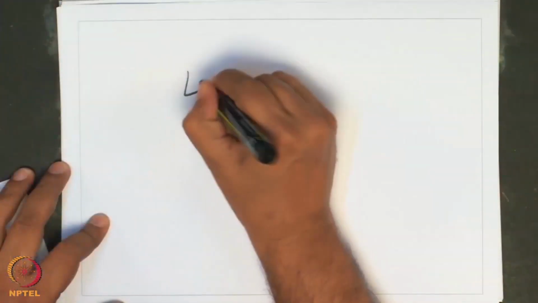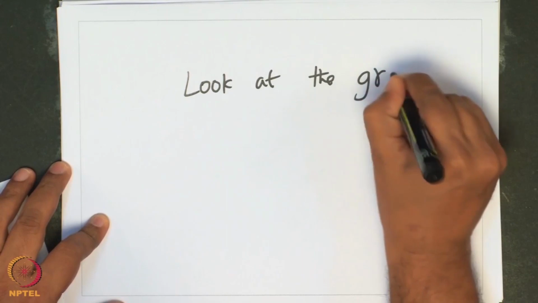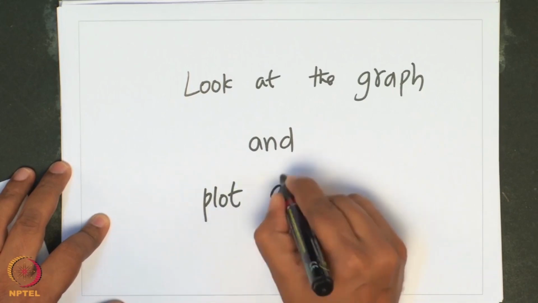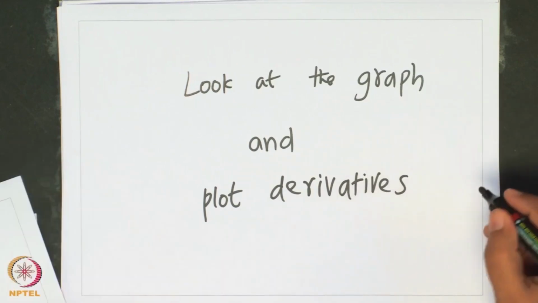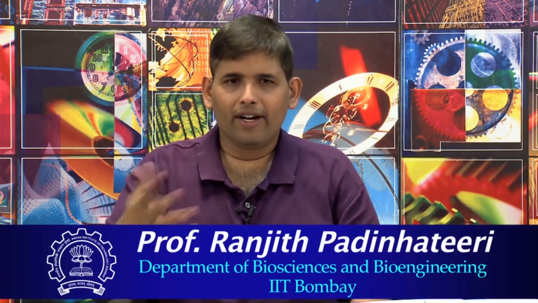We want to summarize what we learned now. We learned essentially one thing: look at the graph, look at the plot, and plot derivatives. How to plot derivatives just by inspecting any graph given to you. In the coming lectures, we will learn how to precisely and quantitatively calculate this given a data set. With this, I will stop today's lecture. Thank you.